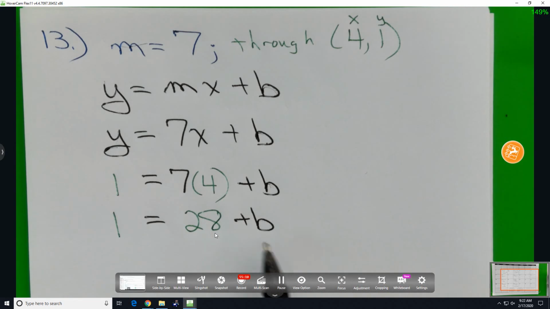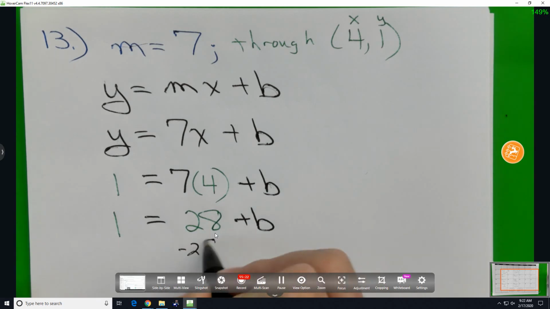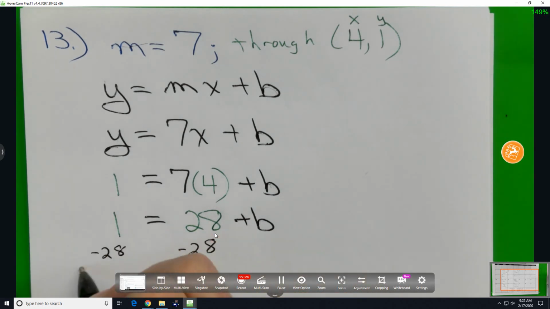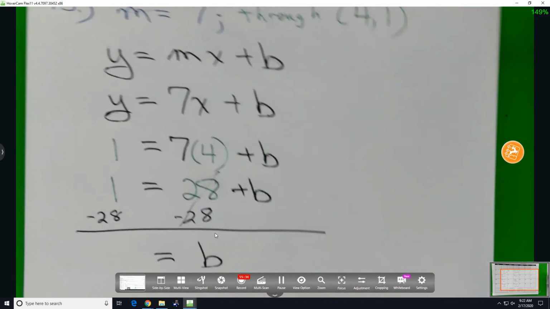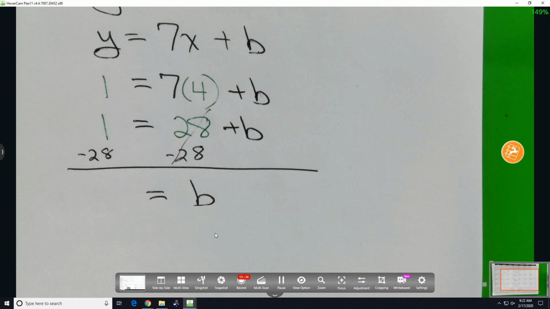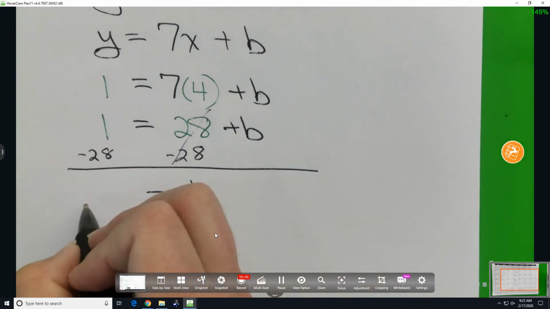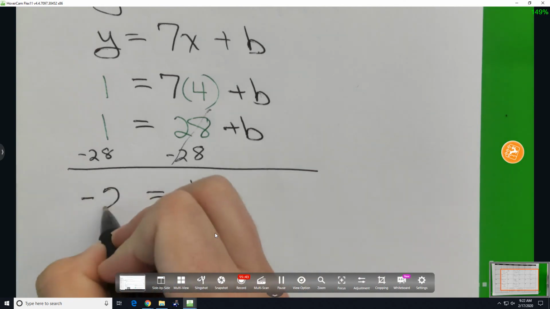So we now have an equation containing just the letter B. We know how to solve this equation for B. What do I need to do to get B by itself? Subtract the 28, move it over, change the side and the signs. So all we have over here is what? B equals 1 minus 28. Negative 27.